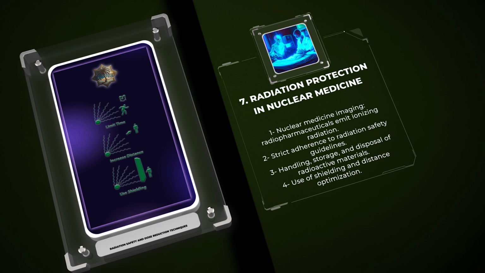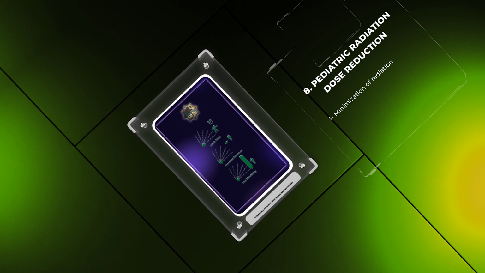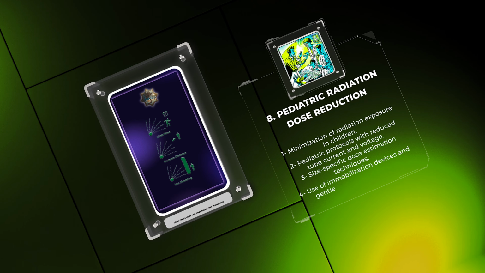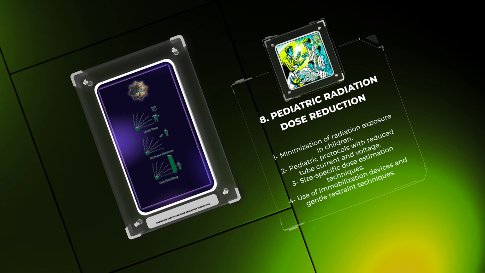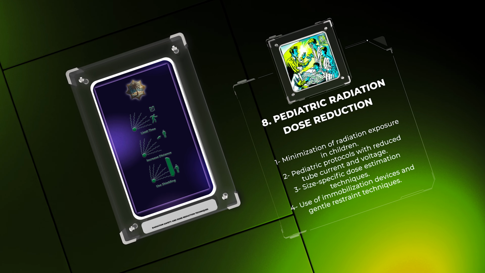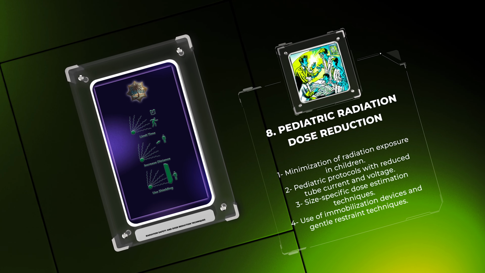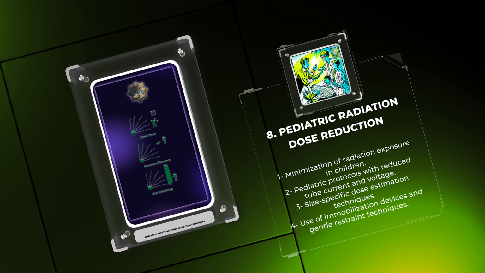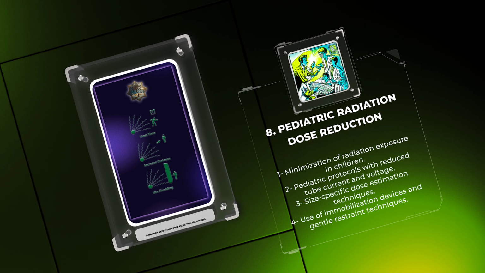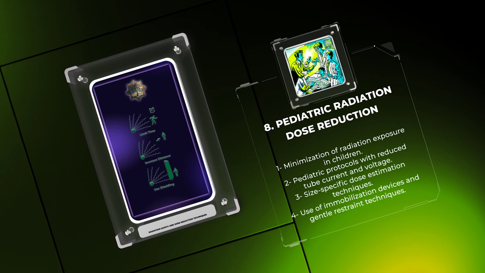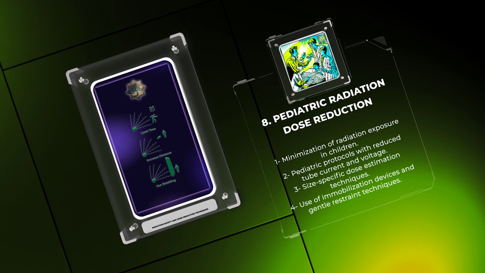Children are more sensitive to radiation, and efforts should be made to minimize their exposure during imaging. Pediatric protocols with reduced tube current and voltage, as well as size-specific dose estimation techniques, are employed. Additionally, the use of immobilization devices and gentle restraint techniques help ensure image quality while reducing radiation dose.